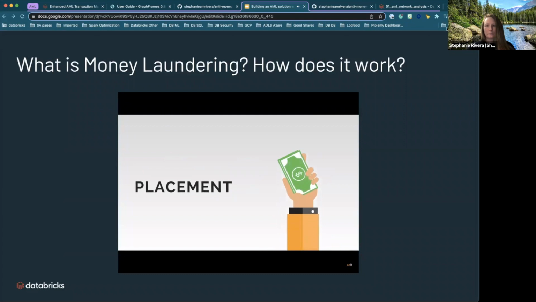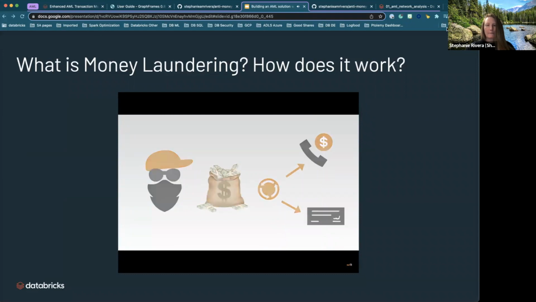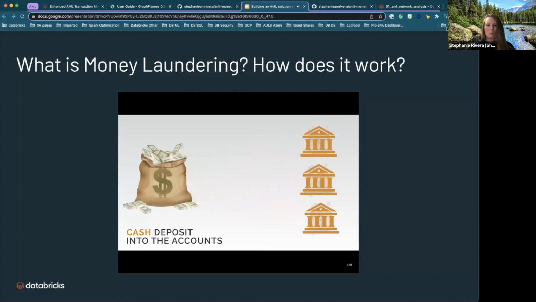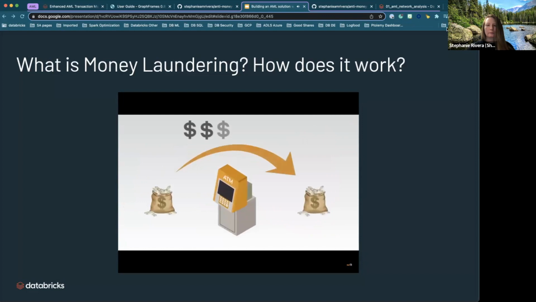Placement stage. Here, the cash generated from criminal activities is converted into monetary instruments such as money orders, traveler's checks, or even the cash is deposited into accounts of the financial institutions and even banks. This is the very initial stage where the cash is getting placed into the legal financial system. Layering. The funds are transferred or moved into other accounts or other financial institutions to further separate the money from its criminal origin.